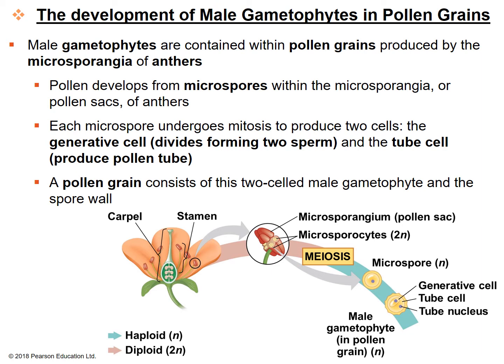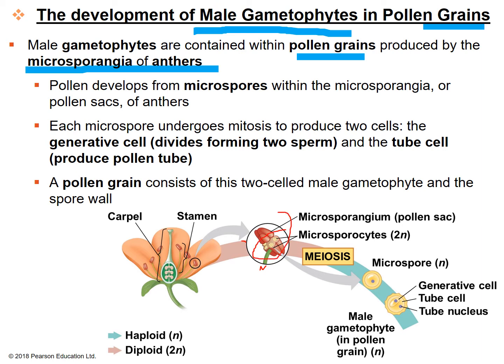The development of male gametophytes in pollen grains. Male gametophytes are contained within pollen grains produced by microsporangia of anthers. Here's the anther. The anther is formed from 4 chambers here, not seen very clearly, but in this area. Pollen develops from microspores within the microsporangia or pollen sacs of anthers.